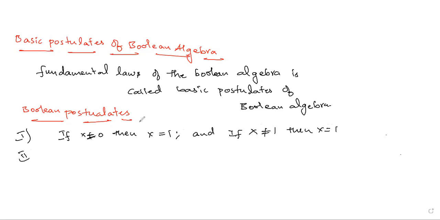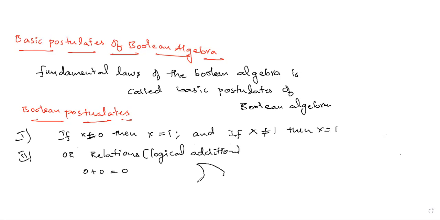And the second one we have here is the OR relation, or we can also say it is logical addition. OR relation or logical addition. See, 0 or 0 will be 0. See, OR operation, the OR symbol is this one. When we are giving two inputs 0 0, we are going to get output as 0.